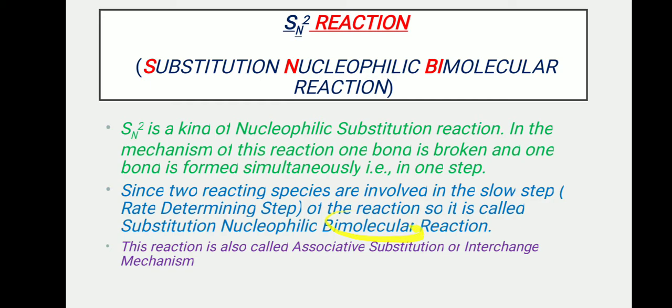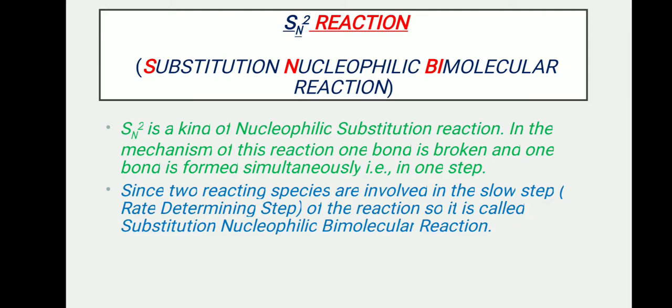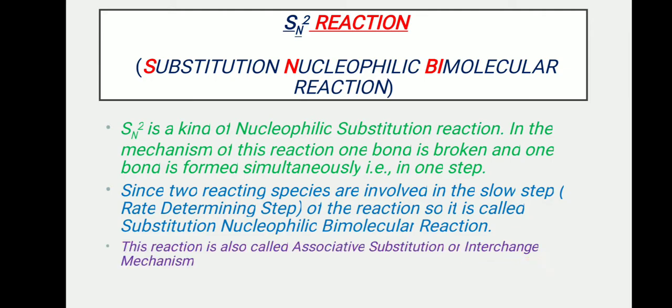Why can we call it a bimolecular reaction? Because at the rate determining step only two molecules are there. The molecularity of that elementary step is only 2, so it is called a bimolecular reaction. There are alternate names for this reaction: associative substitution, or interchange mechanism.